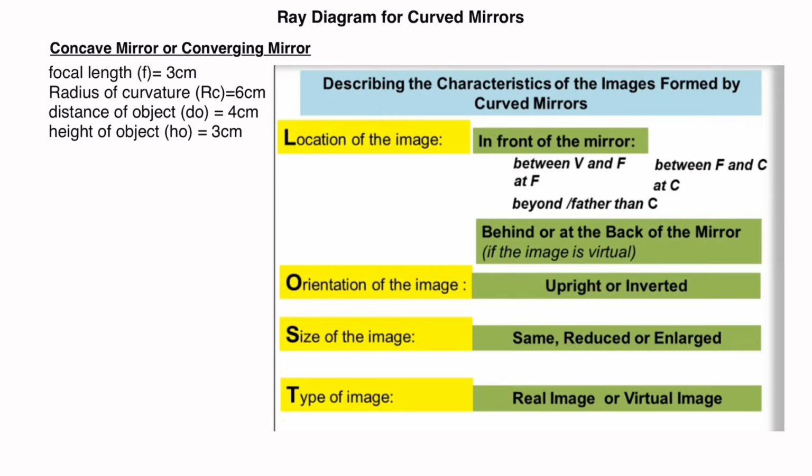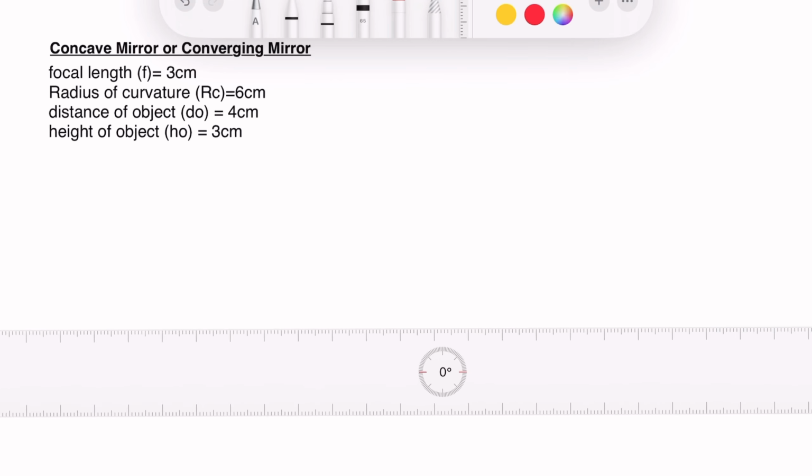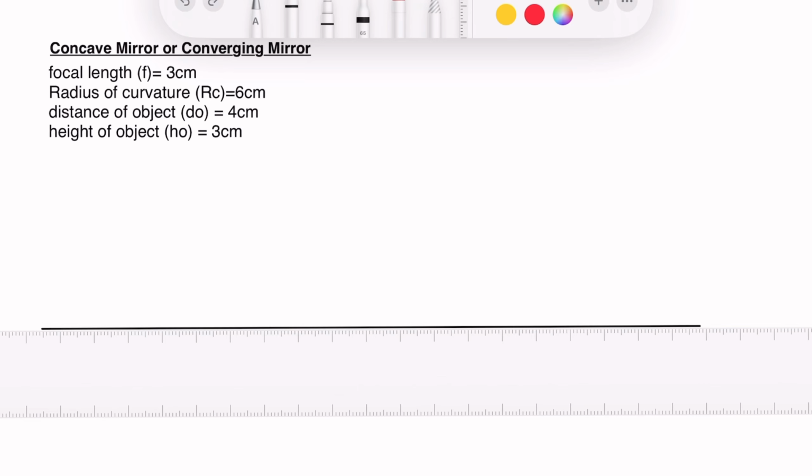So we're going to describe the image formed using the acronym LOST: the location of the image, the orientation of the image, the size of the image, and of course, what type of image was formed. For a ray diagram, the first thing you need to do is get your ruler. Using your ruler, you draw a horizontal line, which is our principal axis. So you need your ruler, your pencil, and a piece of paper for this.